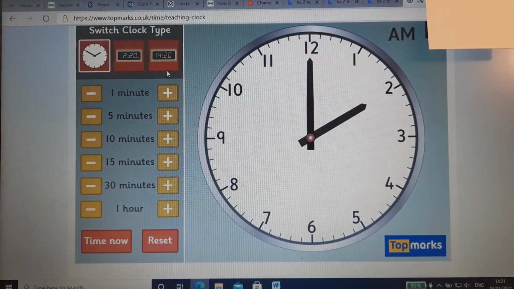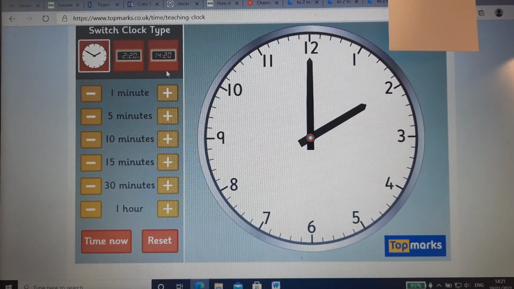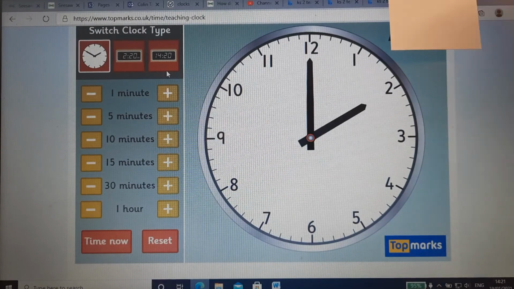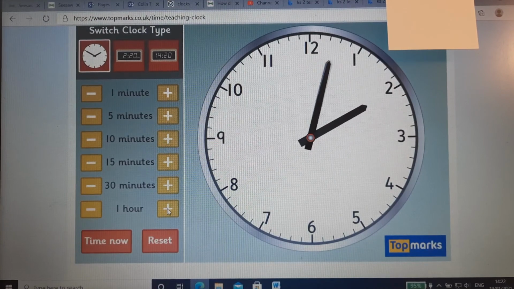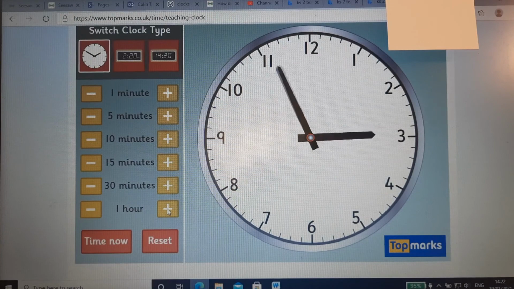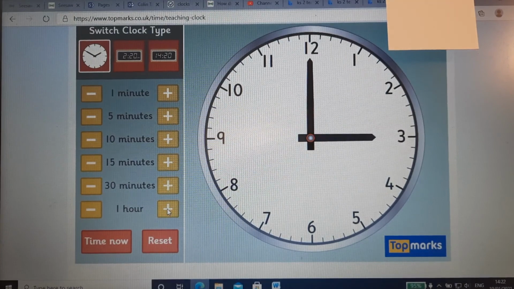So, let's move my piece of paper over so we don't get an early warning. And let's have a look at what we have here. I'm going to add on 1 hour. Now we have a new time and it's 3 o'clock. And I'm going to say it's 3 o'clock in the afternoon. So how would you write that down?